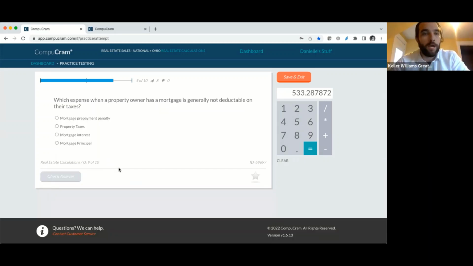All right, question number 9. Which expense, when a property owner has a mortgage, is generally not deductible on their taxes? Is it A, the mortgage prepayment penalty, B, the property taxes, C, the mortgage interest, or D, the principal? Which one is generally not deductible?